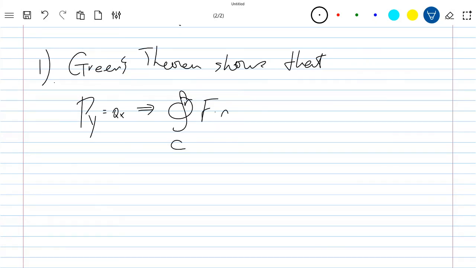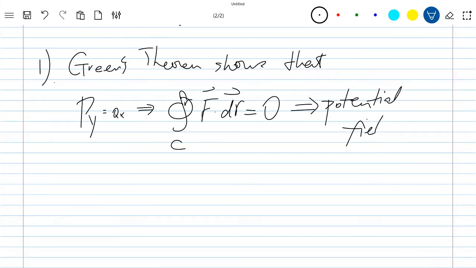Closed loop is always 0, and that means potential field. Great, that's what we claimed last time, right? Now the proof is complete. Second, the Green theorem has some very interesting applications.